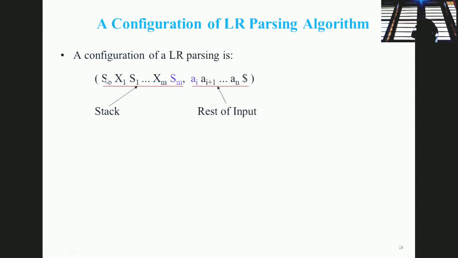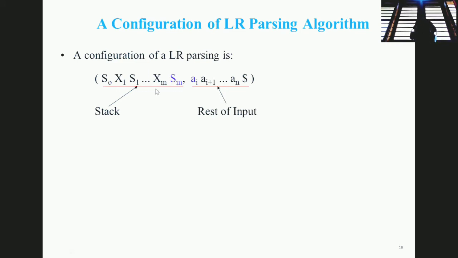So S0 was the initial state. After that, we have read some input, and for that we have pushed some symbol X1 followed by S1, which represents the state for X1. Similarly, we keep on pushing elements, or maybe we have popped elements. So after some intermediate state, we get Xm, the symbol which we have pushed onto the stack, and Sm is the state which we have pushed onto the stack.